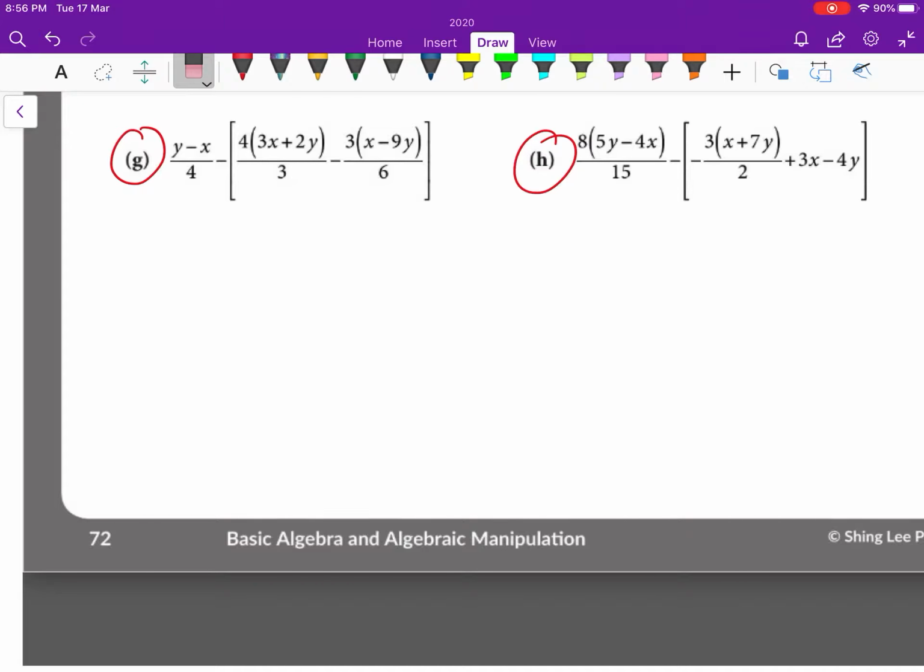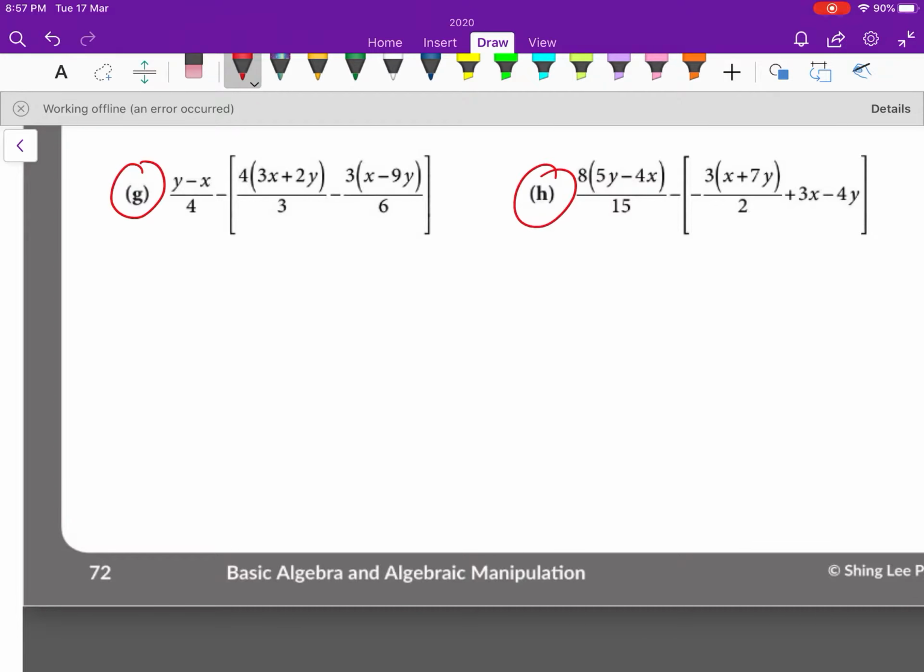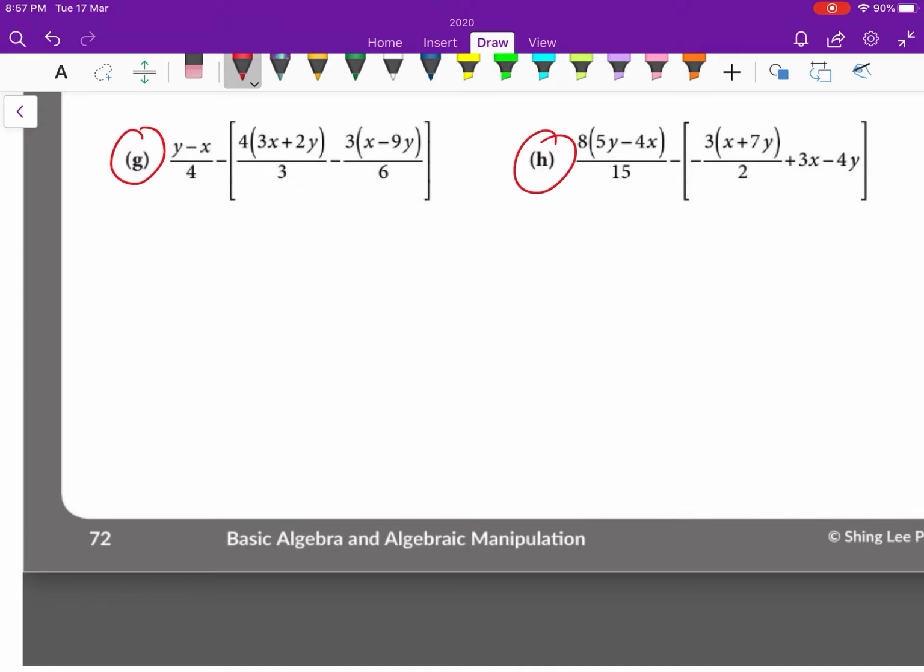Alright, we will now take a look at question 6G of exercise 4D. Look at this long expression. The denominators are 4, 3, and 6. So if I want the common denominator, it will be the LCM, which will be 12.